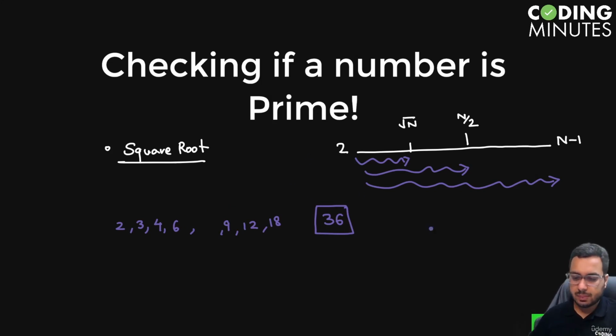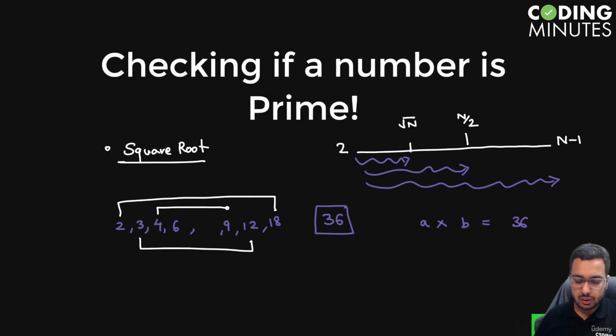So most of the time, these divisors occur in pairs. Basically, a into b is this number, 36. And what we can observe is that these divisors occur in pairs. With 2 you can have 18, with 3 you can have 12, with 4 you have 9, with 6 you have 6 itself. And with 1 you have 36, that we are not looking for right now. 1 into 36 is also 36, but we are not worried about these divisors. We need the divisors in the range 2 to n minus 1.